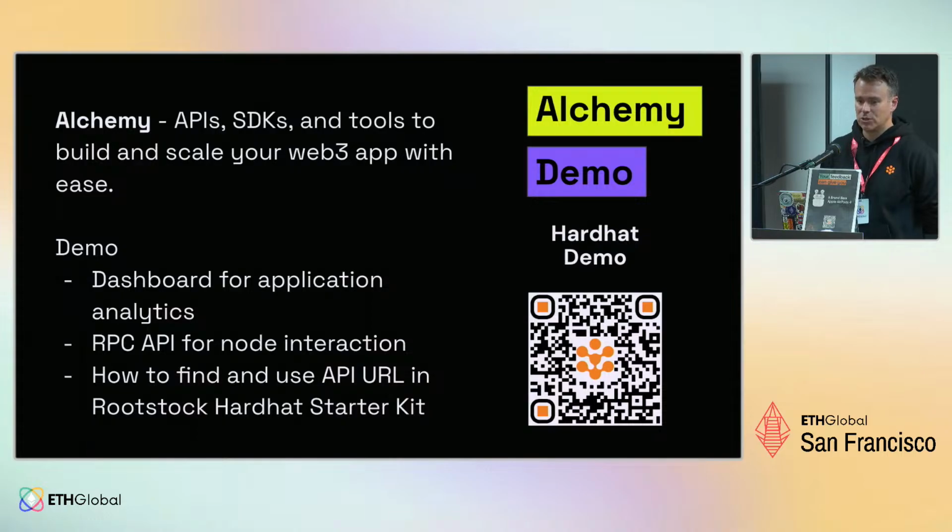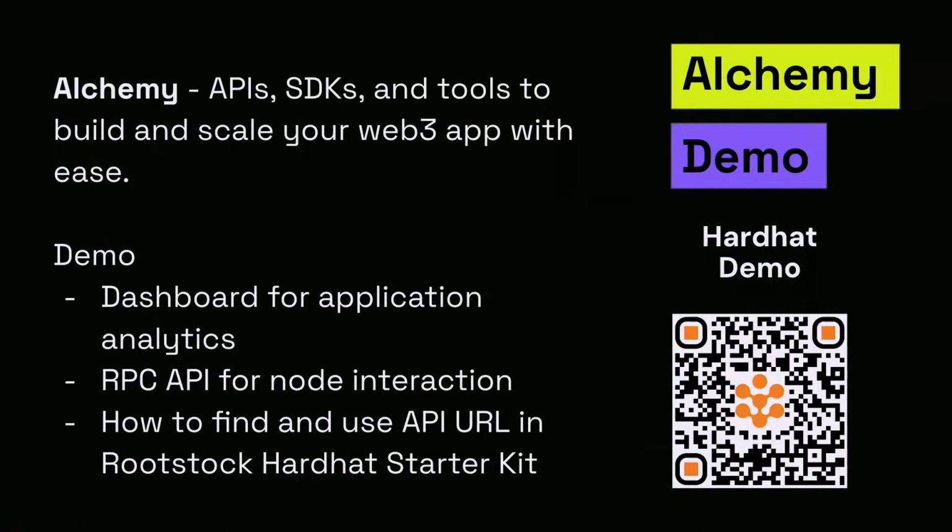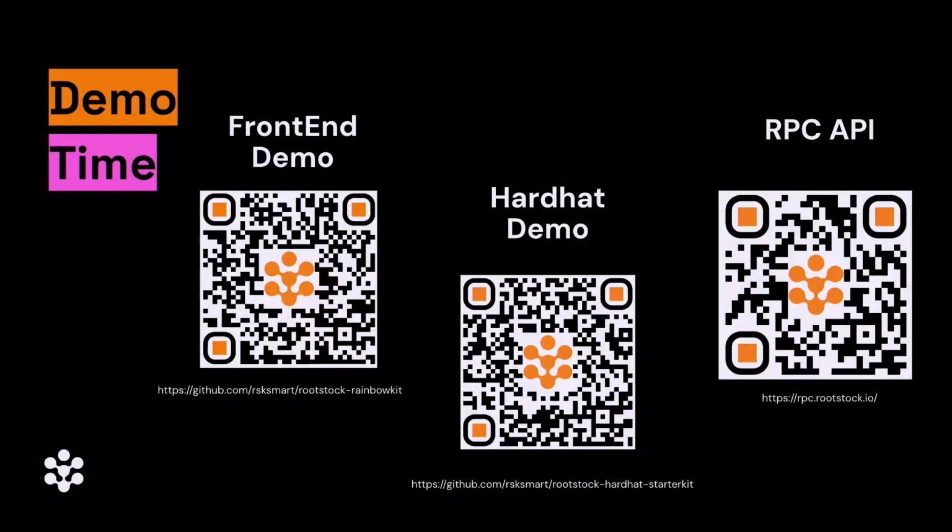And so Sebastian's going to give us a demo here on Alchemy. This is one of the multiple tools we have for building your projects. He's going to walk you through the dashboard, how you get the RPC node, and how to find and use that URL in one of our starter kits. So we have all these QR codes in the presentation. Come find us if you need any help, but I'll throw it to Sebastian.